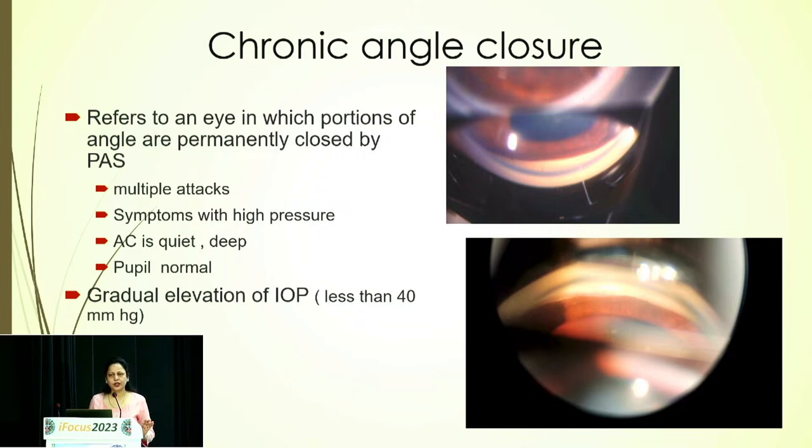This is a chronic angle closure. That is a synechial closure. See how beautifully the angles are closing. Can you see here? It's open. And then gradually when you proceed to this side, it is closing. So that means this patient has undergone intermittent attacks of angle closure, which the patient would himself not have known about.